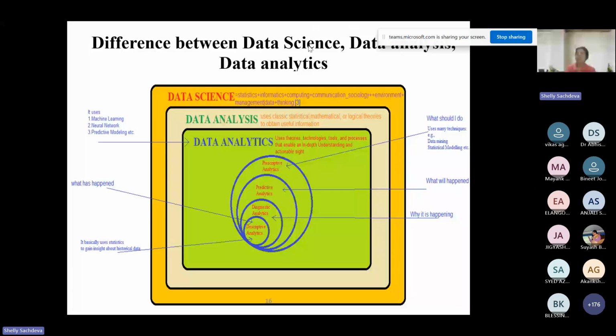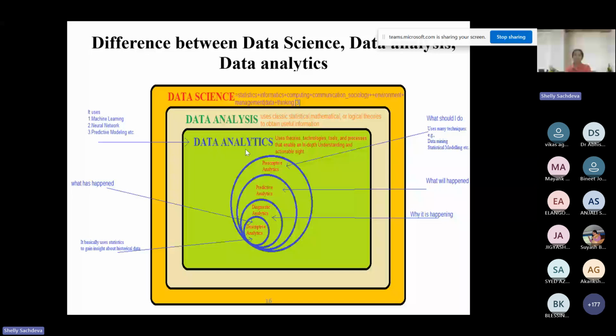We usually use classical statistical mathematics and logistic theories to obtain useful information. In data analytics, we use the theories, technologies, tools, and processes that enable an in-depth understanding and provide actionable insight. The main core is to convert the data, extract the knowledge, and finally extract wisdom out of it. That is what data analytics is doing, right? The conversion from data to information is part of data analysis, but from data to information, further to knowledge and further to wisdom, is the complete pipeline and work of data analytics, right?